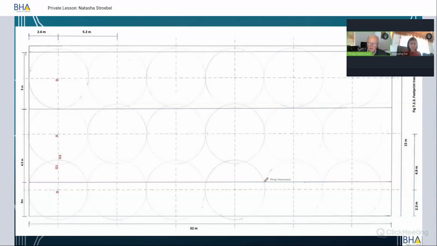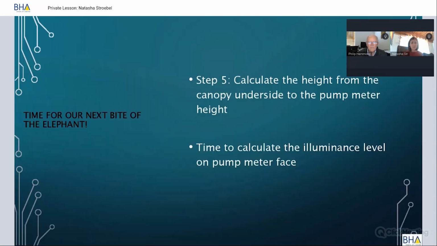Okay. So now we've calculated that. In our calculation, we know how much light we've got here because we calculated that using the inverse square law and the cosine with the inverse square law. But now what we need to do is calculate the height from the canopy underside to the pump meter height. Okay?